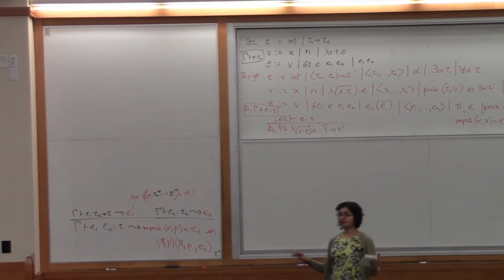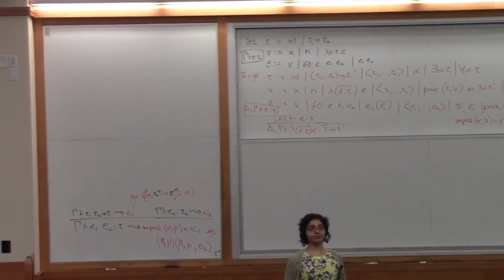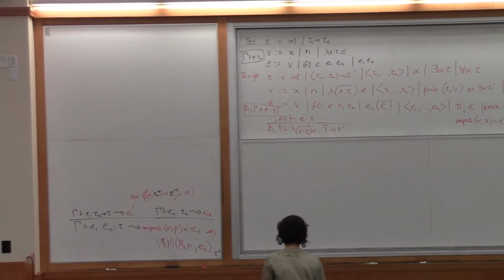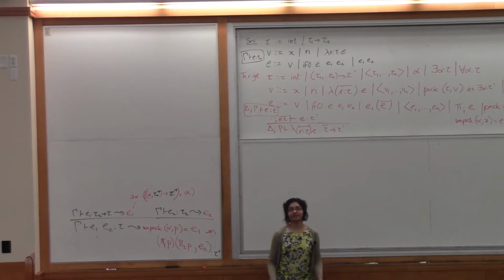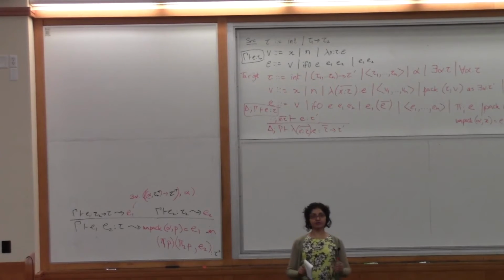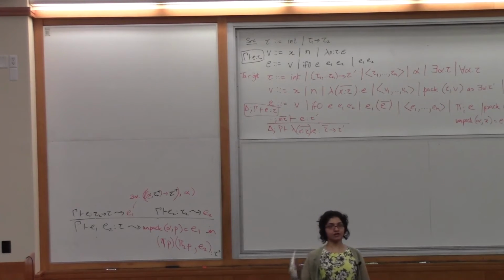Okay, so we've written our translation of types to code. Now we want to prove it correct. What we're going to do is set up a logical relation between source terms and target terms.